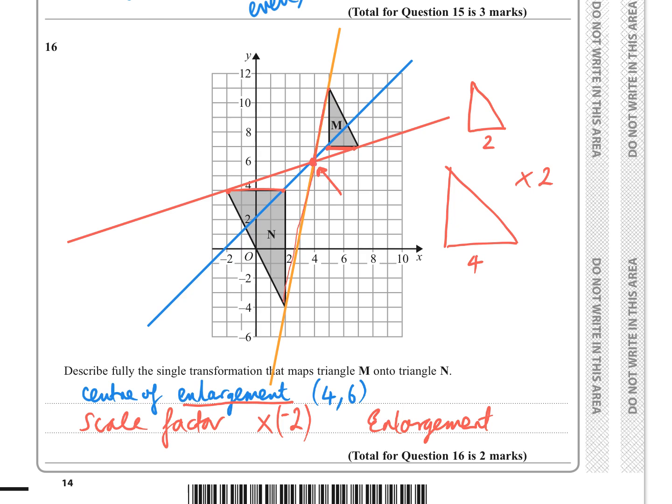If I was actually going for a situation where I wasn't going through it, for example, then that would be an enlargement of a positive scale factor, and the further I went away from here, the more that scale factor of enlargement would be positive. But in this case, it's negative.